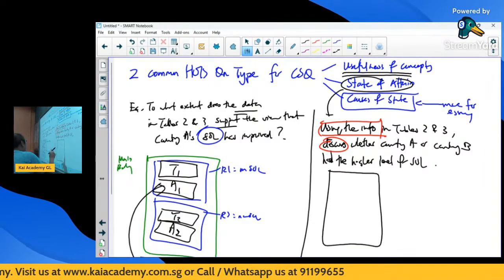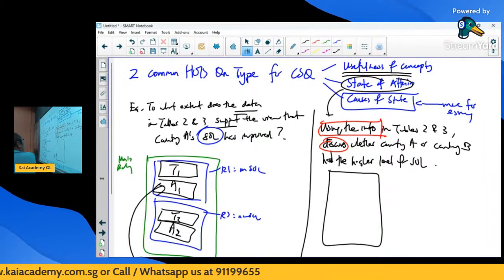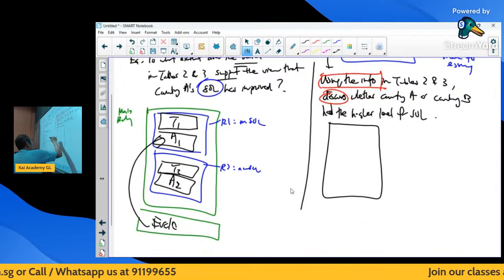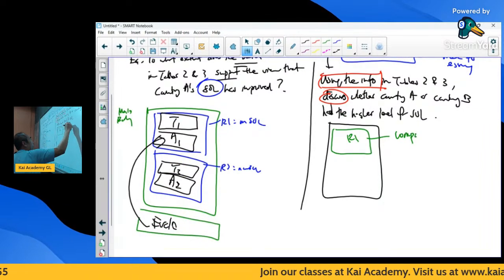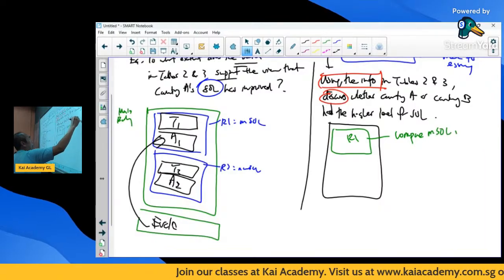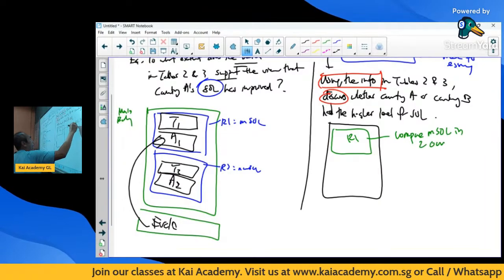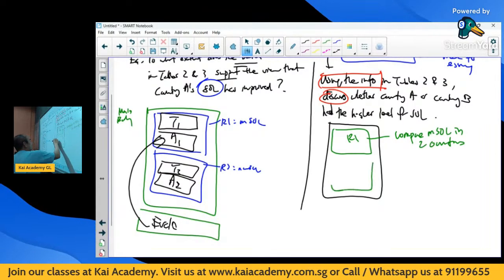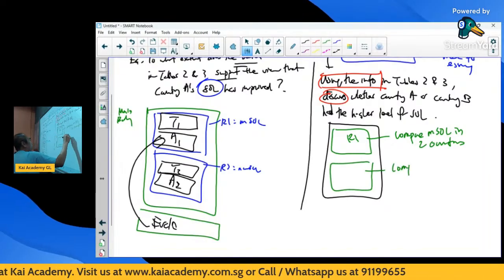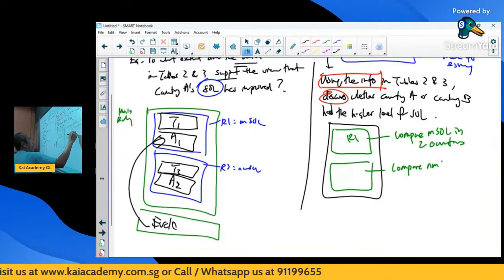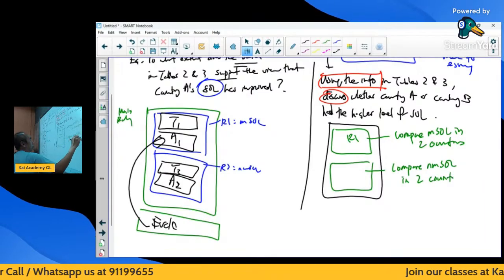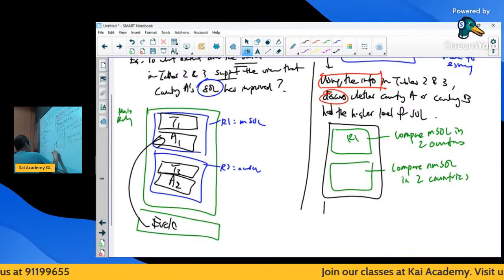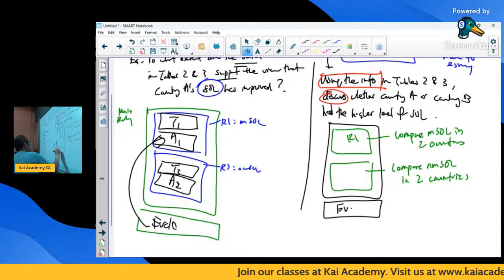So we split the essay first into R1. So R1 is compare MSOL in 2 countries and then compare NMSOL in the 2 countries. Then after that, you do your evaluation.